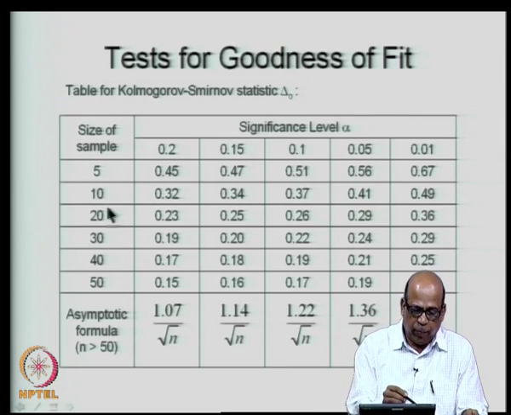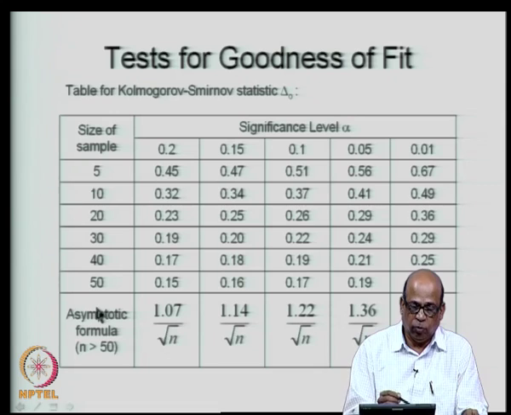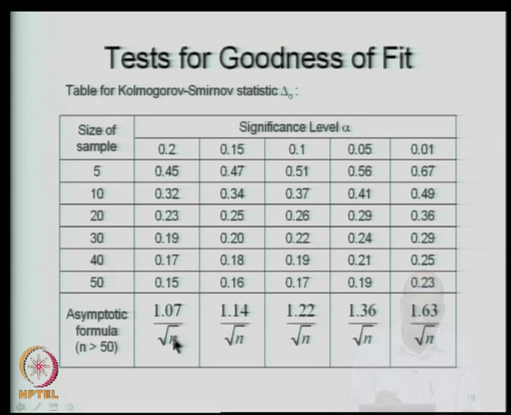These are typically given up to 50 values, and then for more than 50 values, when you have n greater than 50, you have some asymptotic values, 1.07 divided by root n and so on. So, if you have more than 50 values, you use these KS statistic as critical values delta naught.